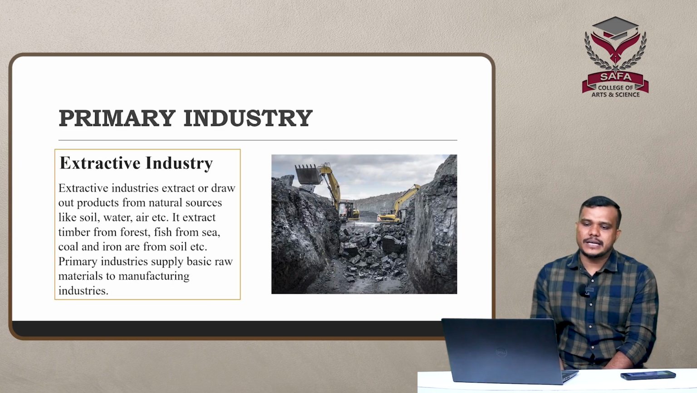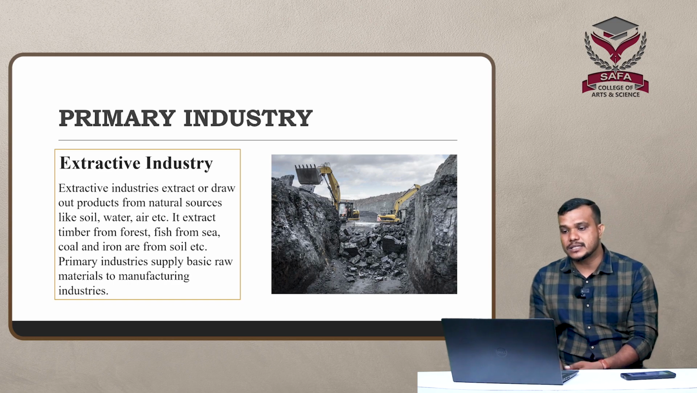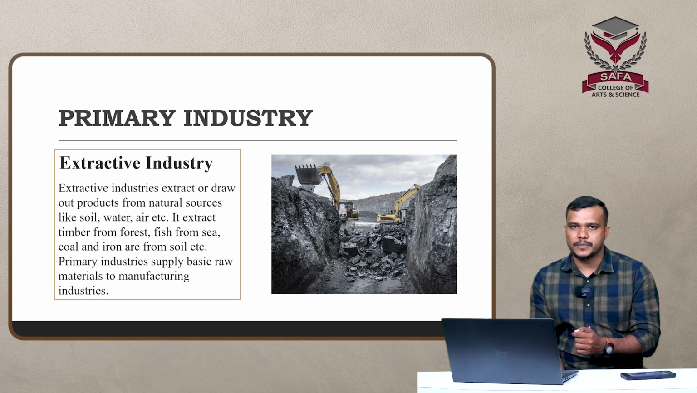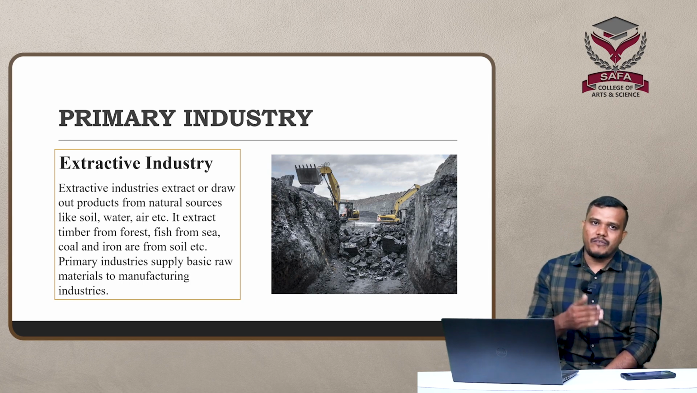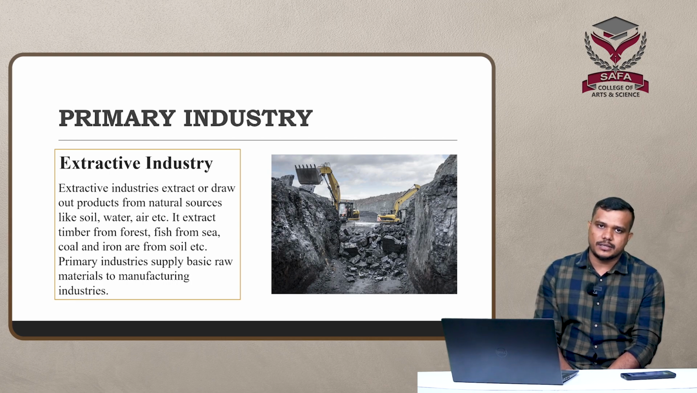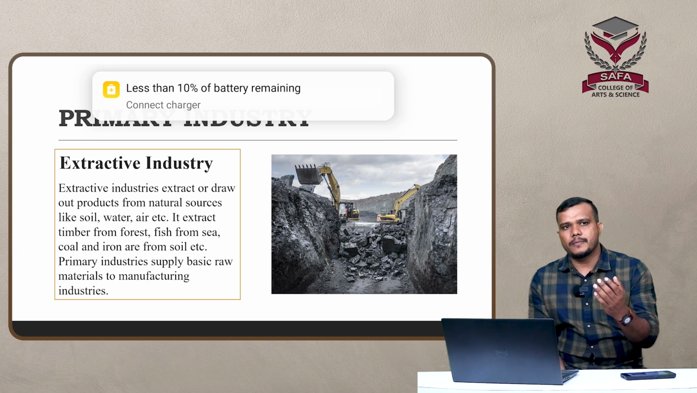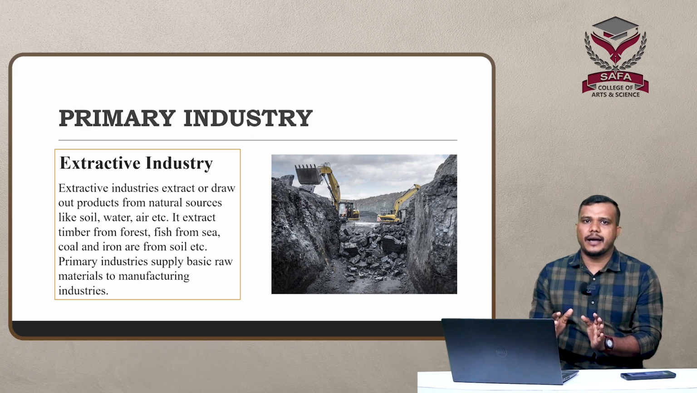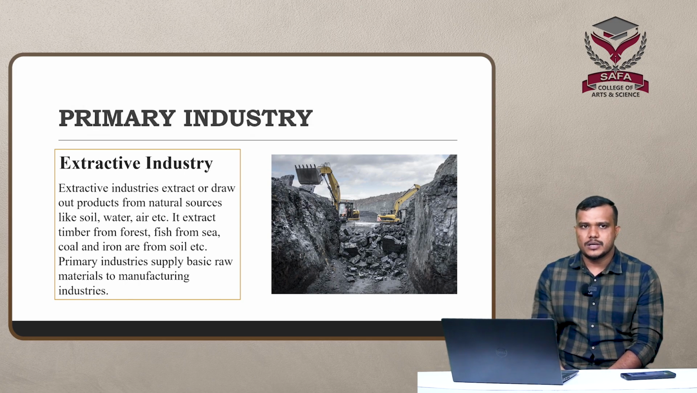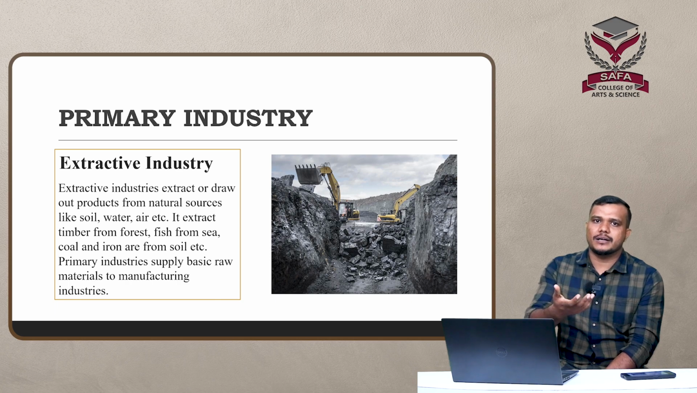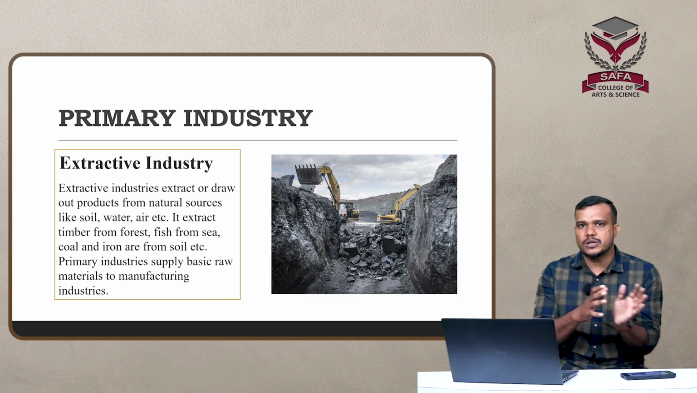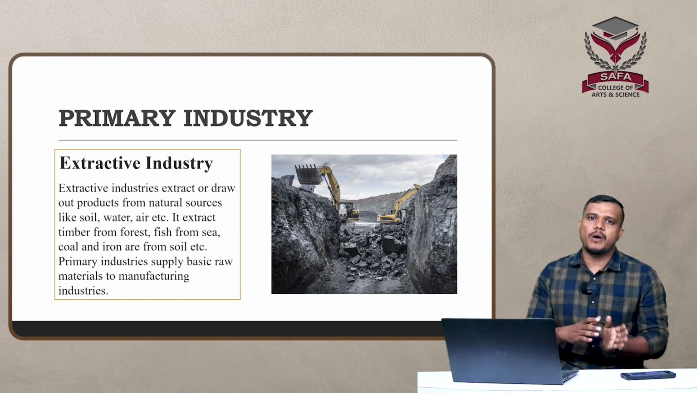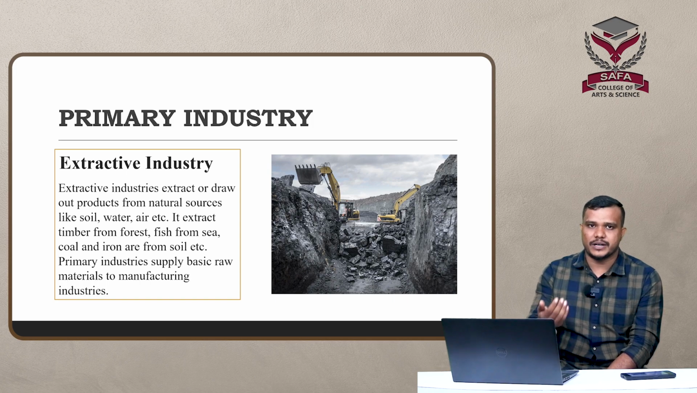So we have to look at what is extractive industry. Extractive industry extracts or draws out products from natural sources like soil, water, air, etc. For example, drawing out timber from the forest or fish from the sea. These are the extraction of natural resources. So in extractive industry, we collect or extract natural resources from natural sources like soil, water, etc. Extractive industry produces raw materials for secondary industry or manufacturing industry.